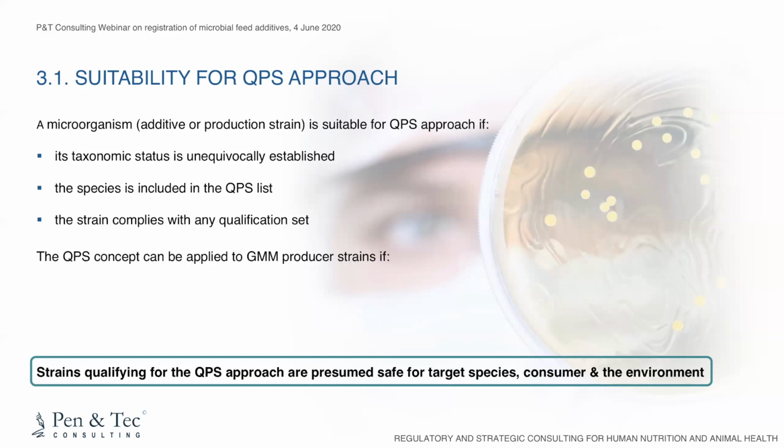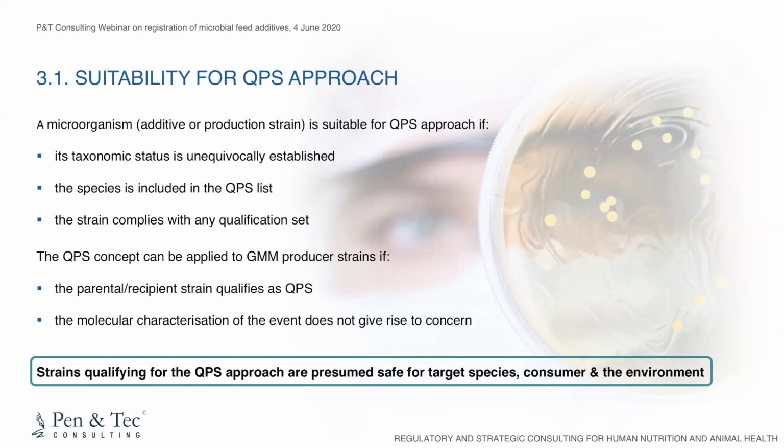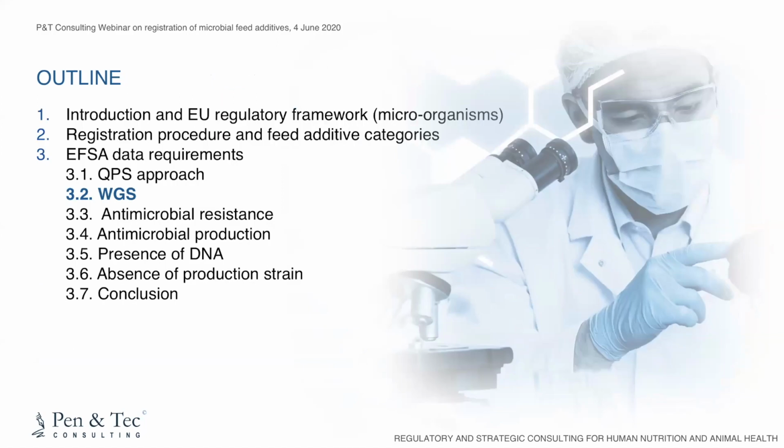So the QPS concept can be applied to genetically modified microorganism production strains if the parental or recipient strain qualifies as QPS, and also if the genetic modification is considered safe. In any case, as we mentioned earlier, the absence of DNA from the production strain must always be assessed for all products derived from genetically modified microorganisms.